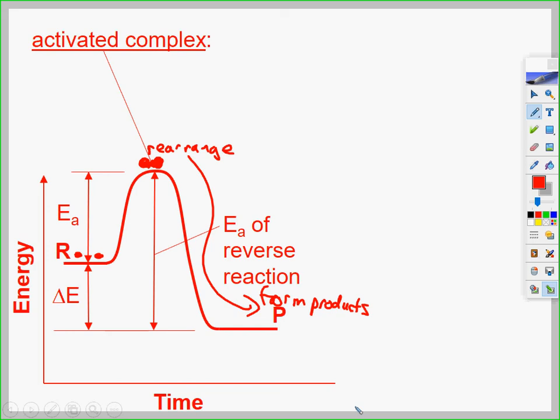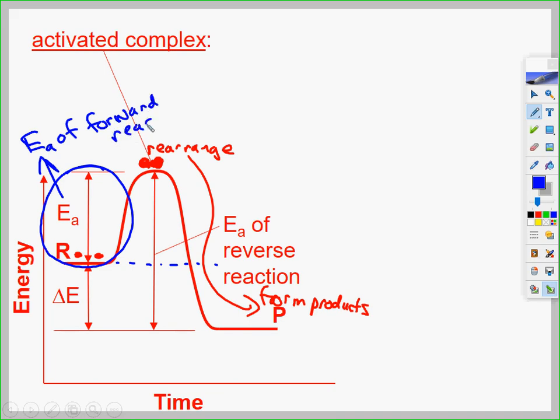So the activation energy, when you do this, you need to kind of know what we're looking at here. And I know some of you that have had me before, I talk about this graph a lot because it has so many different things. If I'm going forward, this is my activation energy of my forward, Ea of forward. This is a very what type of reaction? Exo or endo? How do you know?